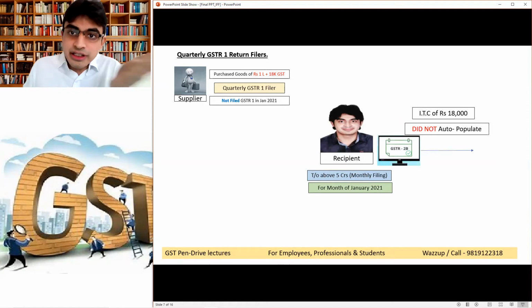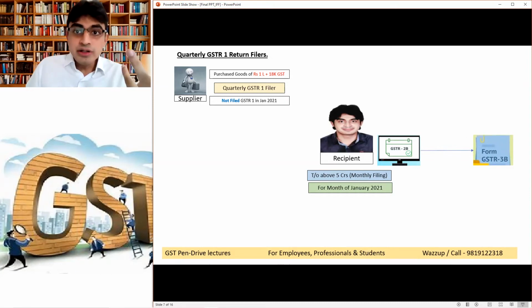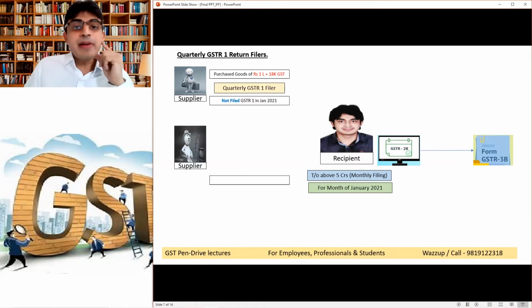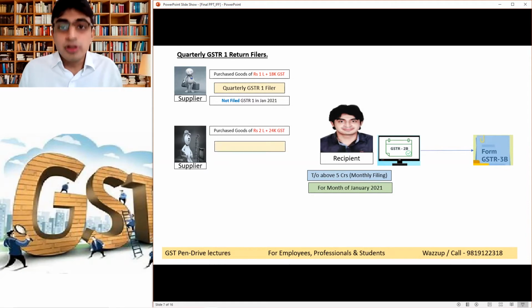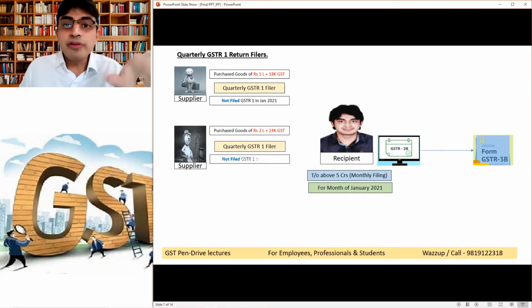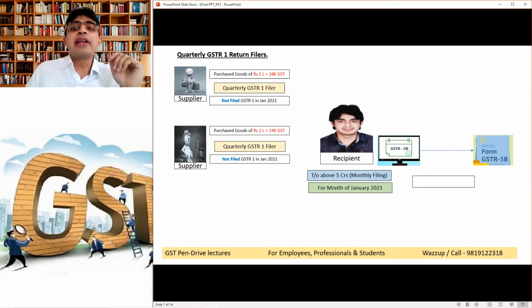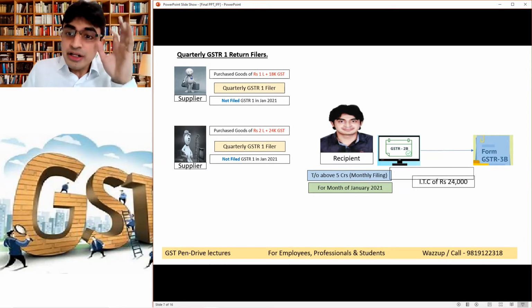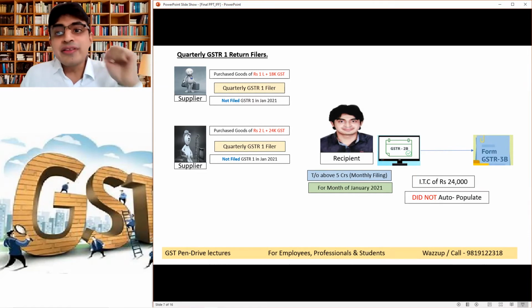For Jan 21, this ITC did not come at all. So I cannot avail this ITC in my 2B as well as 3B. Agreed? Correct. Now from this supplier also, I purchased goods of say 2 lakh, 24,000 GST. I paid to him, but he is again a quarterly GSTR1 filer. So he also did not file GSTR1 for Jan. So this 24,000 ITC again did not get auto-populated in my GSTR2B as well as in 3B.